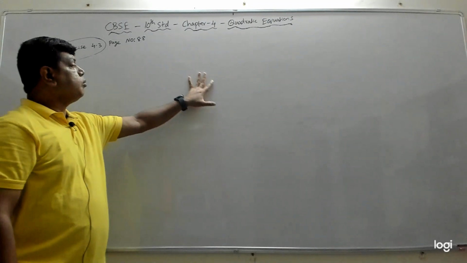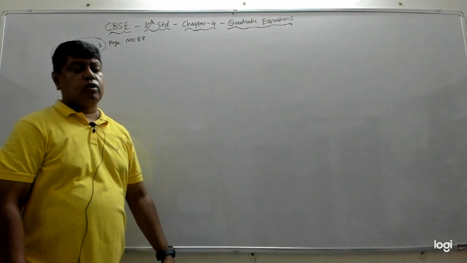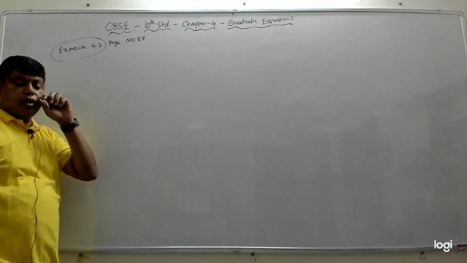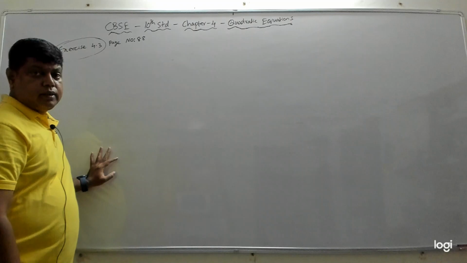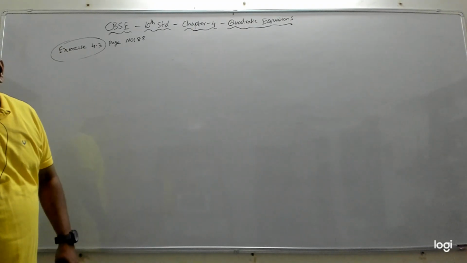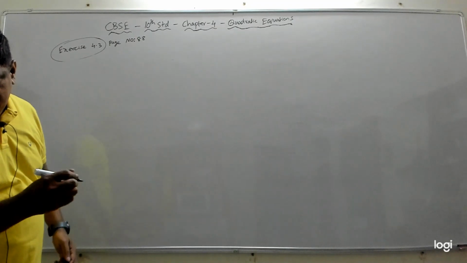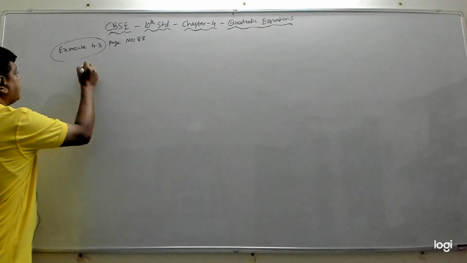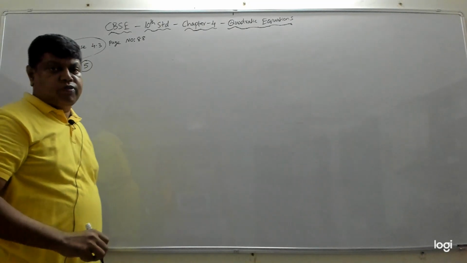In this session, we'll continue with Chapter 4 Quadratic Equation from 10th Standard CBSE Mathematics. We'll continue from exercise 4.3, page number 88, fifth problem. The last video we did till the fourth problem. We'll start from the fifth problem.